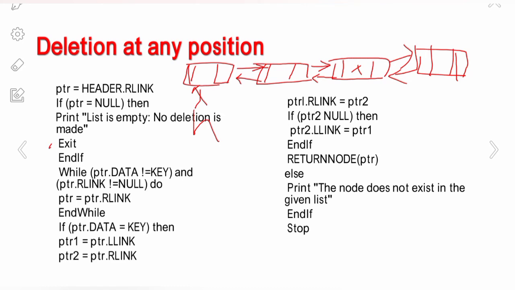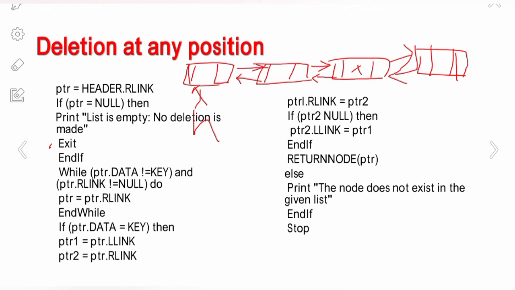So next one is deleting any node from the doubly linked list at any position. Here we are going to delete a node from the doubly linked list at any position, by using a key value: after the particular key value, we have to delete the node.